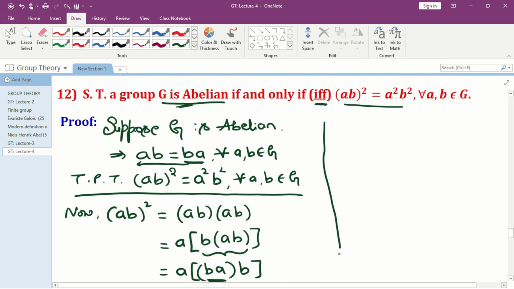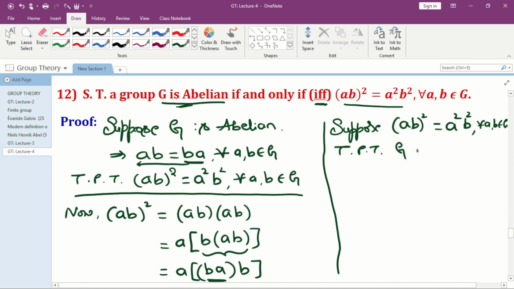So what is that converse part? So we have to consider, suppose AB whole square is equal to A square B square for all A, B belongs to G. So converse means reverse process. Okay, what is our aim? Prove that G is abelian. Abelian means we have to show G satisfies commutative law. So using this condition.